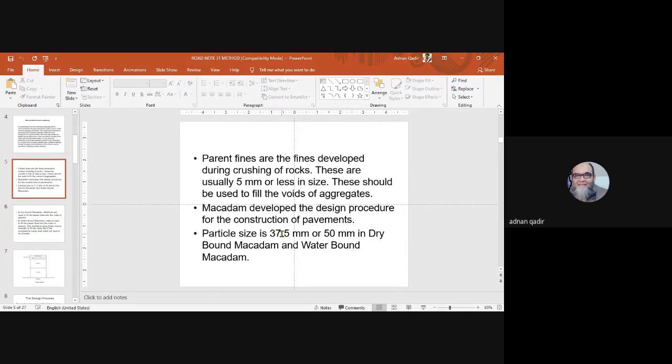Now, another material that is being used and is a part of the template is the parent fines, which are the fines developed during crushing of the rocks. These are usually 5 mm or less in size. These should be used to fill the voids of aggregates. Macadam developed the design procedures for the construction of pavements. The particle size is 37.5 mm or 50 mm in dry bound macadam and water bound macadam courses.